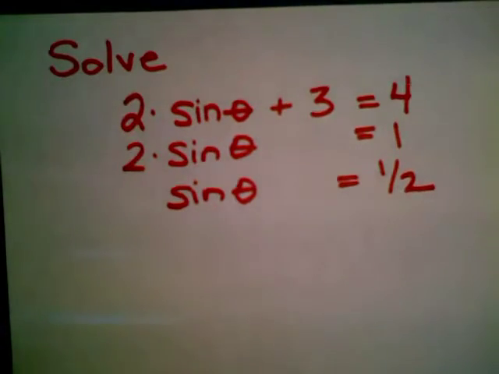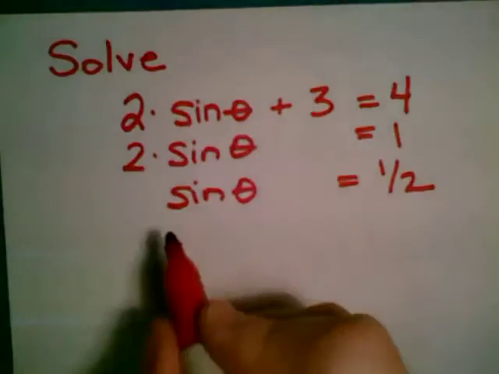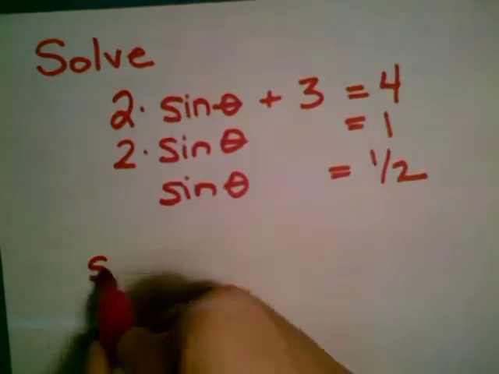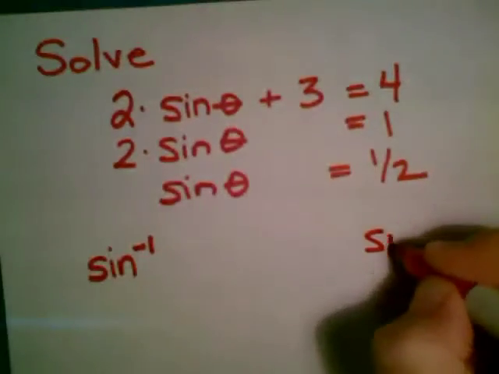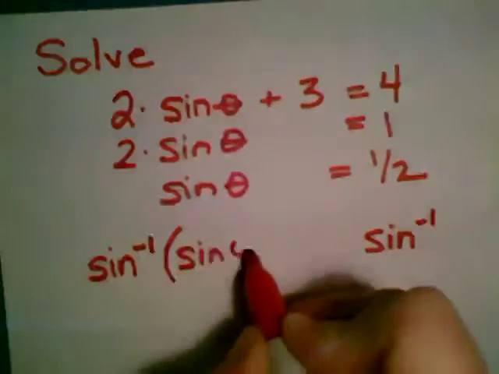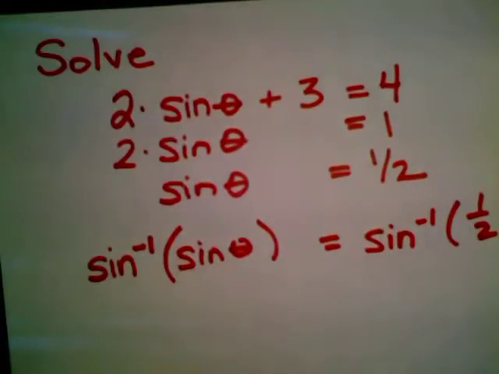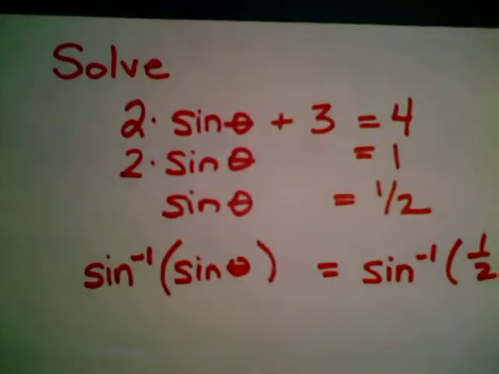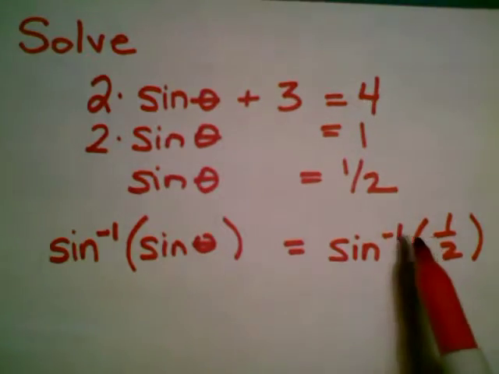Now, if we use our calculator, and this may not always be the way to go, we can approximate theta by applying inverse sine, or arcsine, to both sides of the equation. I'm going to apply arcsine to sine of theta, and I'm applying arcsine to positive 1/2. So this is symbolically how we would solve the equation. Let's see if I can show you the whole line.